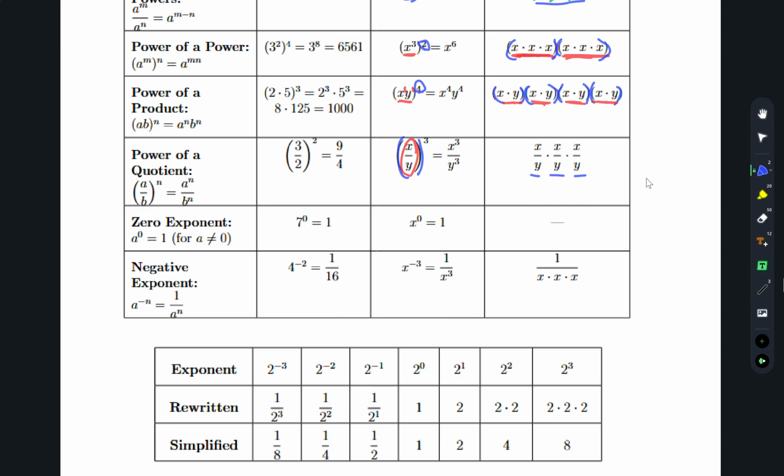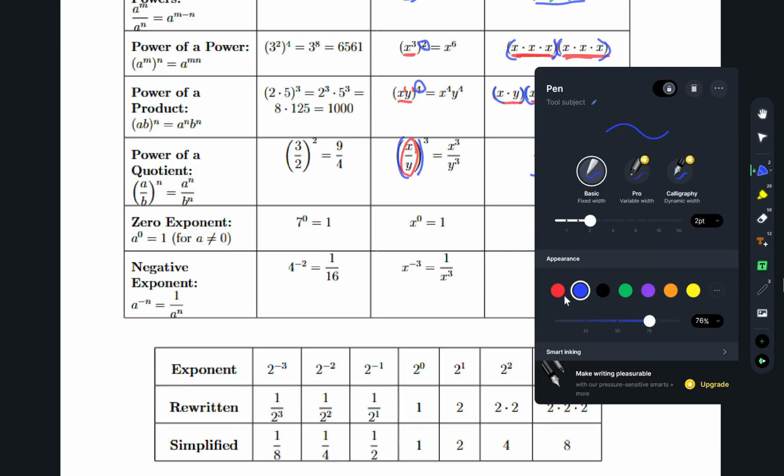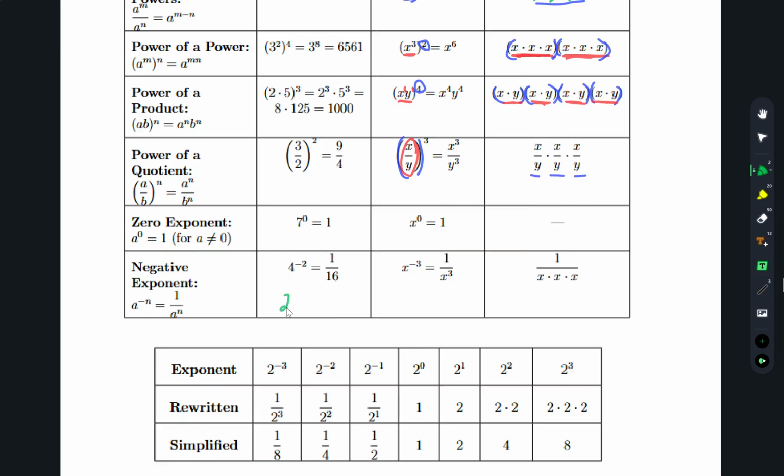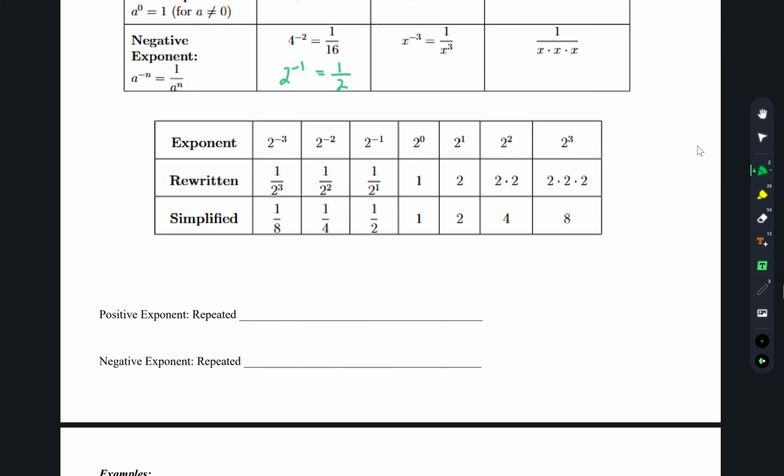Negative exponents mean repeated division. If you have a negative exponent, it means you're just dividing by it. Let's do 2 to the negative 1. That's the same thing as 1/2. The way the negative works, it means divide by 2 once. So for 2 to the negative 2, you divide by 2 twice. That's the way you think about it. If you have a negative exponent on the denominator, you move it to the numerator, and if it's on the numerator, to the denominator.